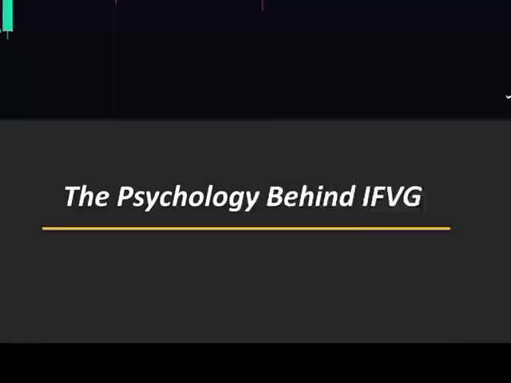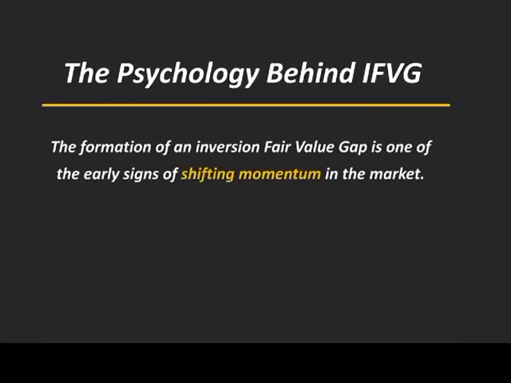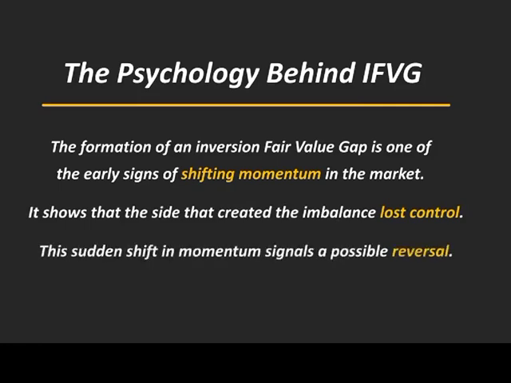Now, what's the psychology behind the inversion FVG? The formation of an inversion fair value gap is one of the early signs of shifting momentum in the market. It shows that the side that created the imbalance lost control. This sudden shift in momentum signals a possible reversal.